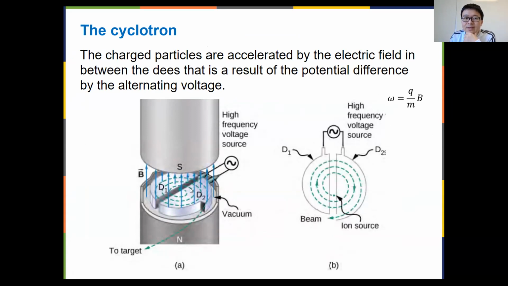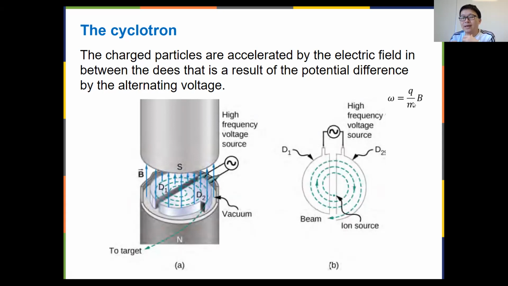When the charged particles are in between, they are accelerated, and then they have just circular motion in the D shapes where you have a magnetic field. Once it reaches the other side, you can flip the signal. So this is an AC signal. The frequency used is related to the charge, mass, and the magnetic field, determined by those three.